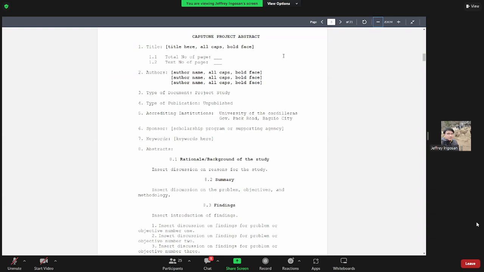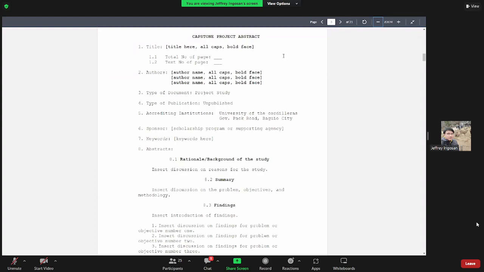And then for the authors, you just type your name there. So there should only be one name there. Sorry, there are three names there because the format that we are using in the masters is the same format that we are using in the undergrad. And in the undergrad, we have 3 students per study. So you just remove the 2 slots for the author, and then you just write your name there. And of course, that should now be author, not authors. And then type of document, that's project study. Type of publication, unpublished. Accrediting institution is the name of the school.